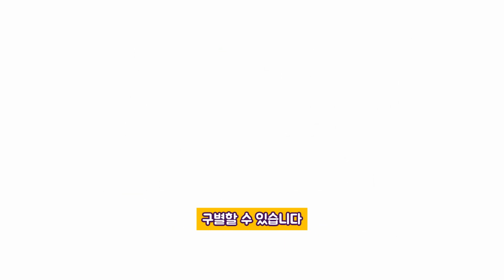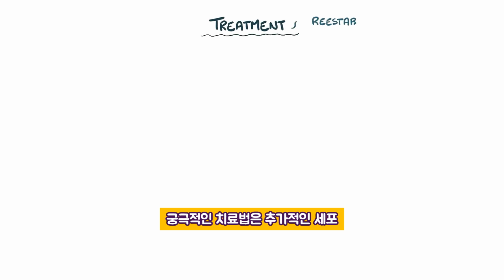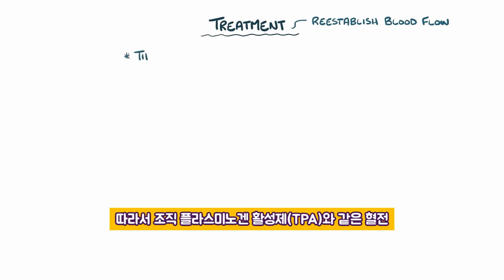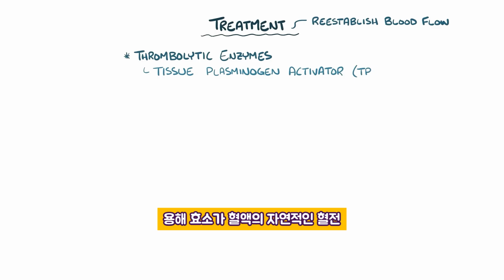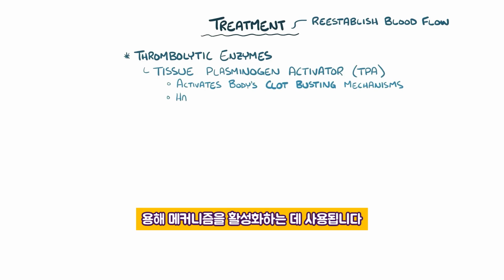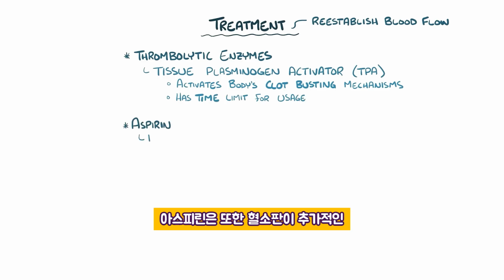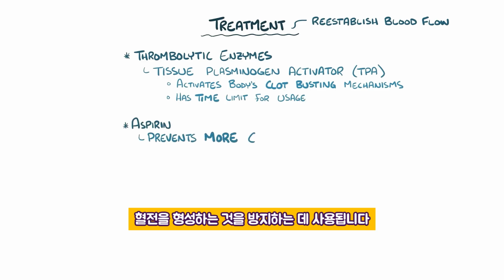In an ischemic stroke, the ultimate treatment is to re-establish blood flow as quickly as possible to prevent further cell injury, particularly in the penumbra. Every minute counts. So, thrombolytic enzymes like tissue plasminogen activator or TPA are used to activate the blood's natural clot-busting mechanism. But TPA does have a time limit of when it can be used. Aspirin is also used to prevent platelets from forming additional clots.